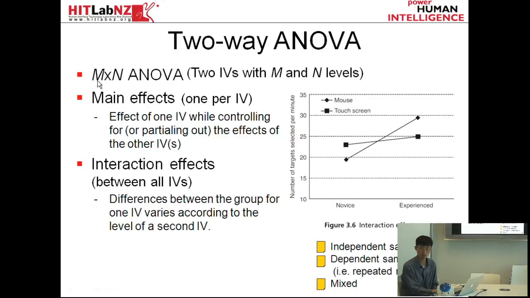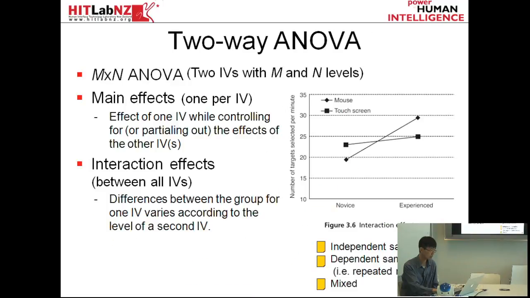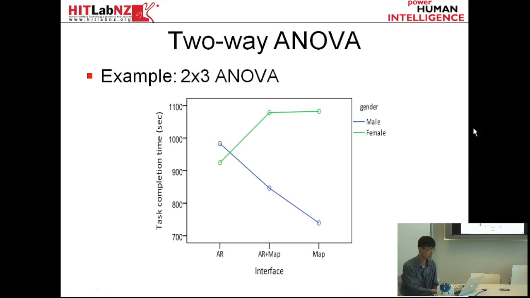Sometimes it is called an m by n ANOVA, such as having multiple numbers as a combination of them. And that's why even if you have two independent variables, the number of levels in each independent variable might be different. Like if you remember the table, I don't have the table from last time. But anyway, if there were two levels in each of the two independent variables, then it would become a 2 by 2 ANOVA.